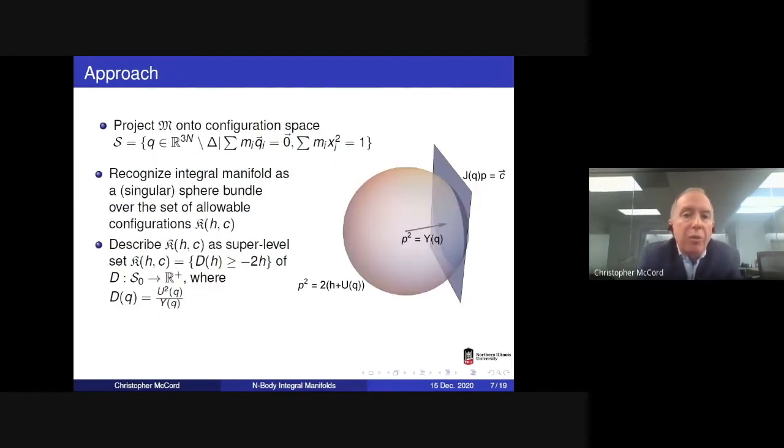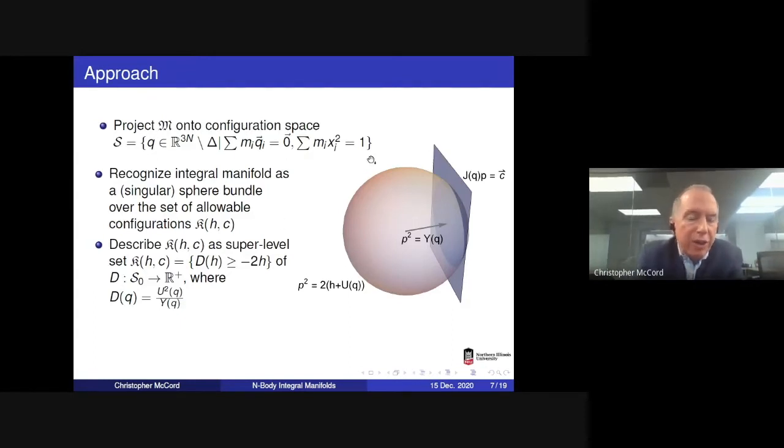So with that framework, my goals are to describe the integral manifolds, compute their homology, and where possible, draw some dynamical conclusions from it. So how do we go about that? The idea is to take the integral manifold, project out momentum first, and then scale the position vector to what we call the mass ellipsoid. So that's this set S.